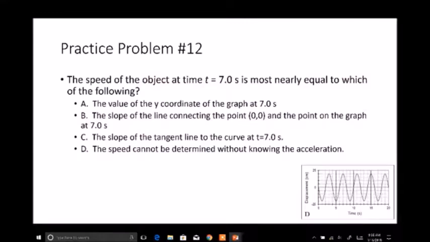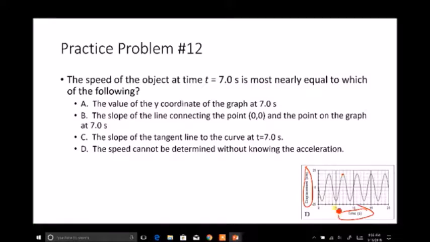So in this problem, we want to find the speed of the object at t equals 7 seconds. So we're looking for the speed at a particular time. We could think of that as an instantaneous speed. Or we've been talking about instantaneous velocities, but here we're not concerned about the direction. But if we have a graph of distance or displacement against time, and we want to find an instantaneous speed or instantaneous velocity, we go to that point on the graph, so 7 seconds. And you take, remember, the slope of the tangent line at that point.